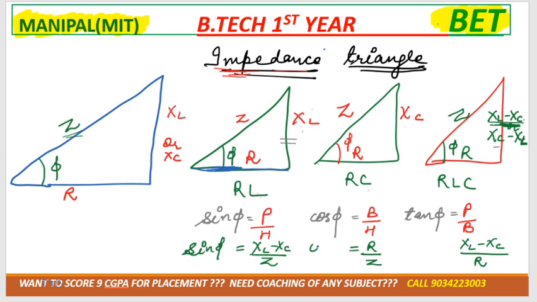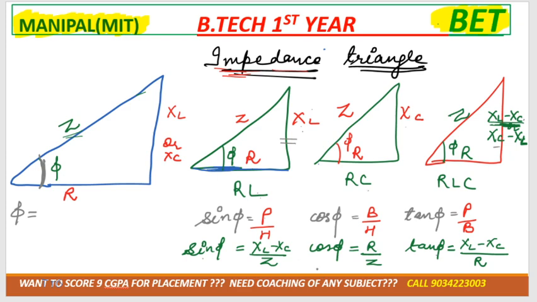So this is the trick that you don't need to remember. Because if you know the impedance triangle, you can also calculate like this. But if they want to ask you the phi, phi is the phase angle. So whether you calculate from sin phi, or cos phi, or tan phi, the answer will be the same for all of the cases.